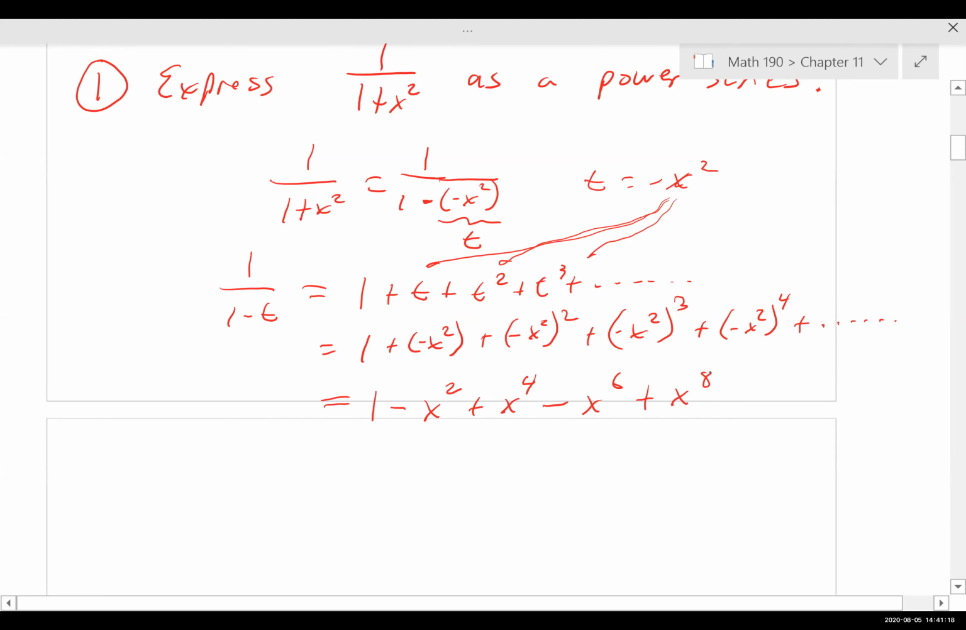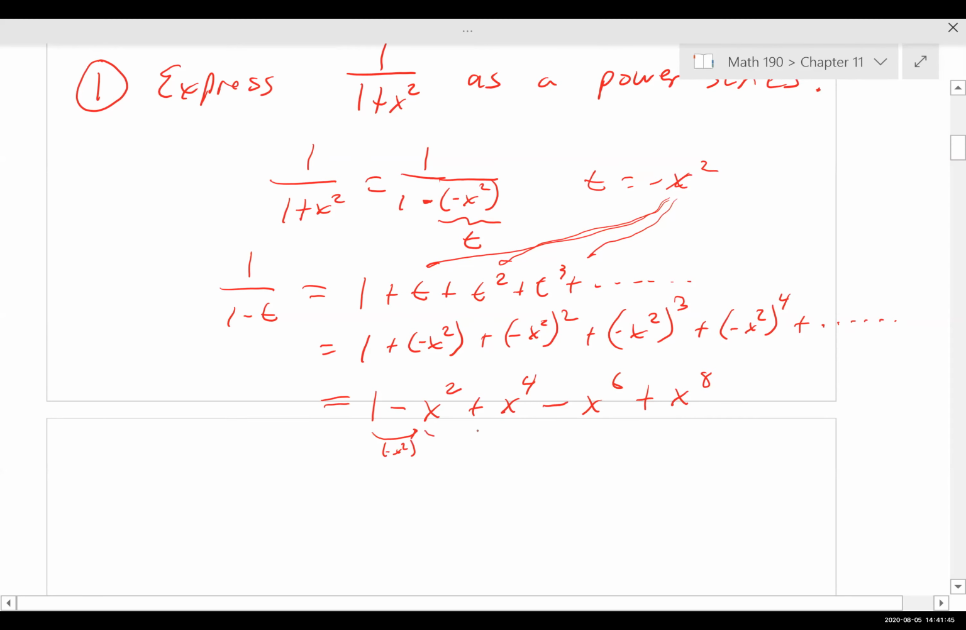So what is this thing doing? Well, it's just alternating, and instead of going up by a common ratio of x, the common ratio is negative x squared. We keep multiplying by negative x squared to get from one term to the next.